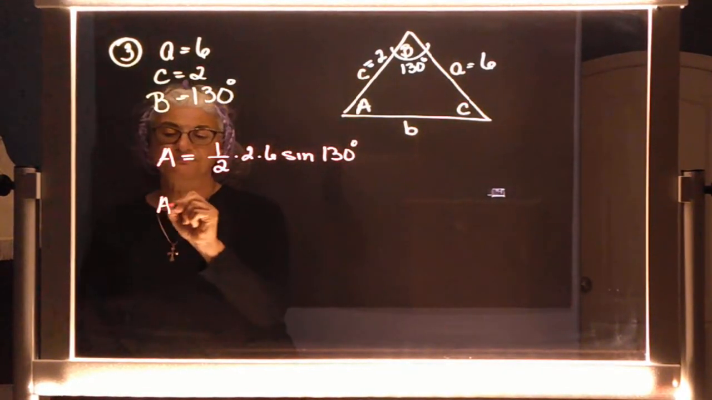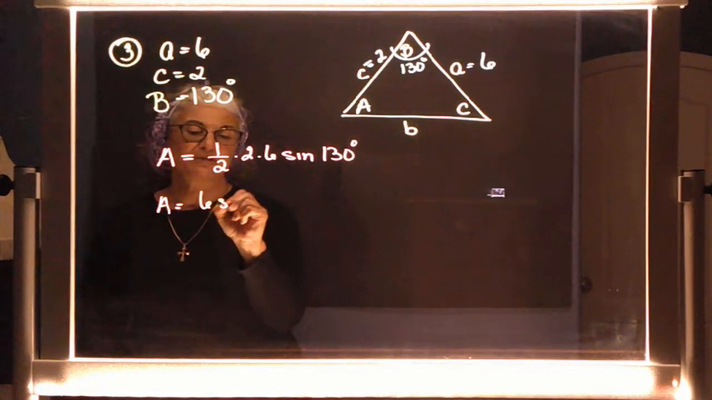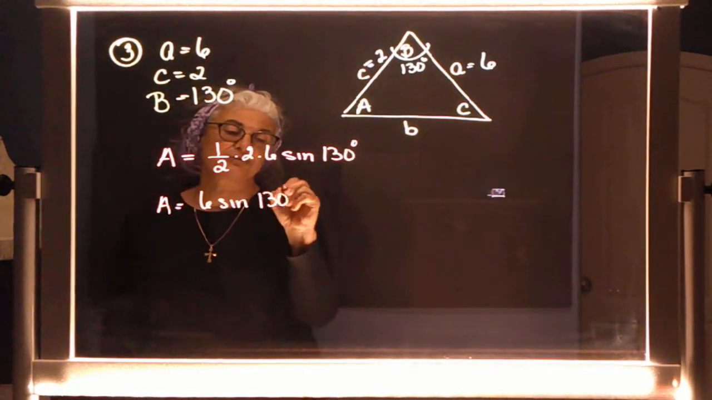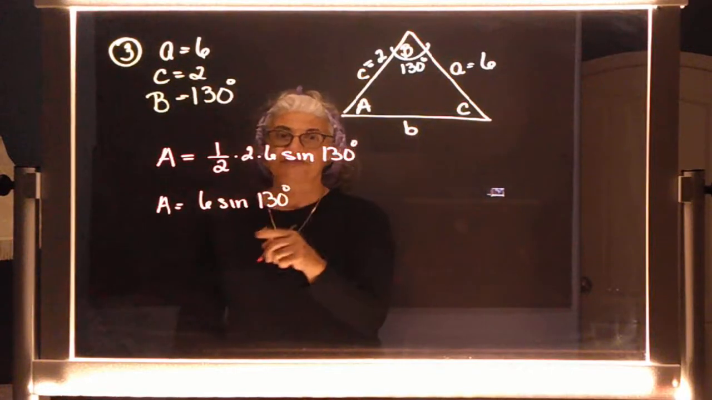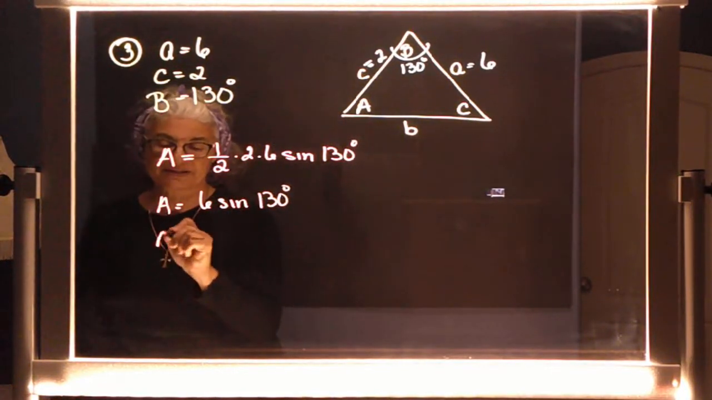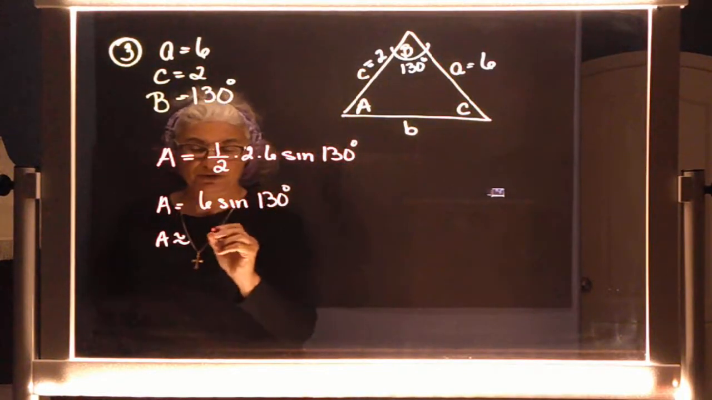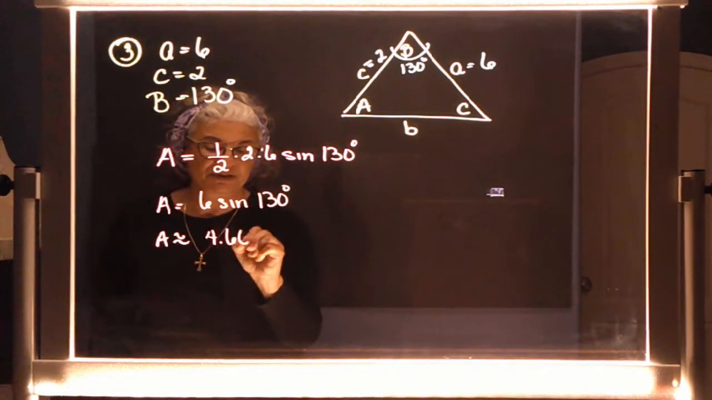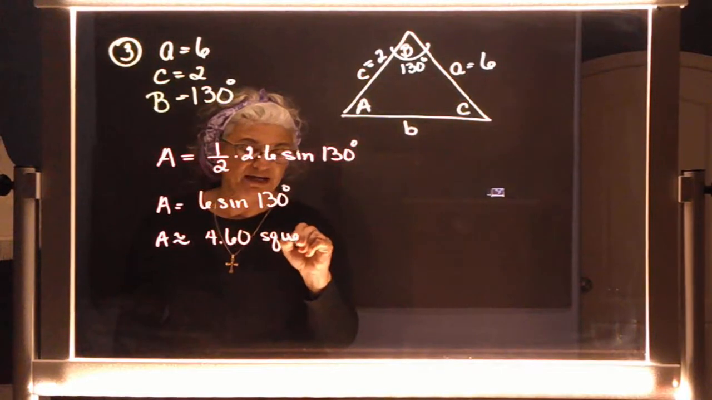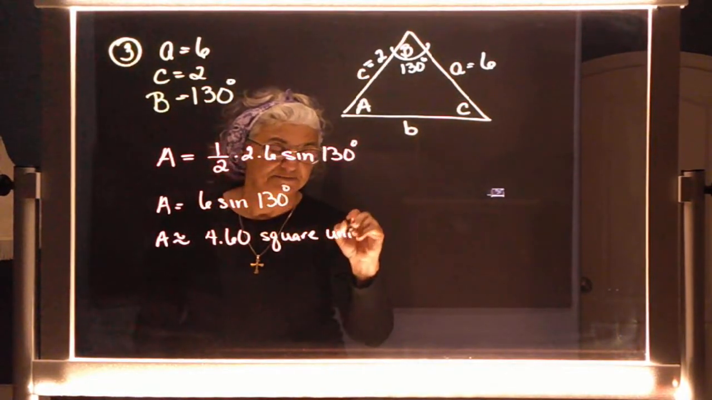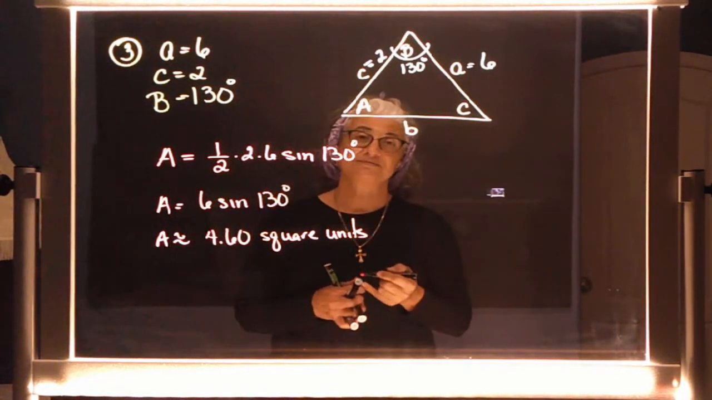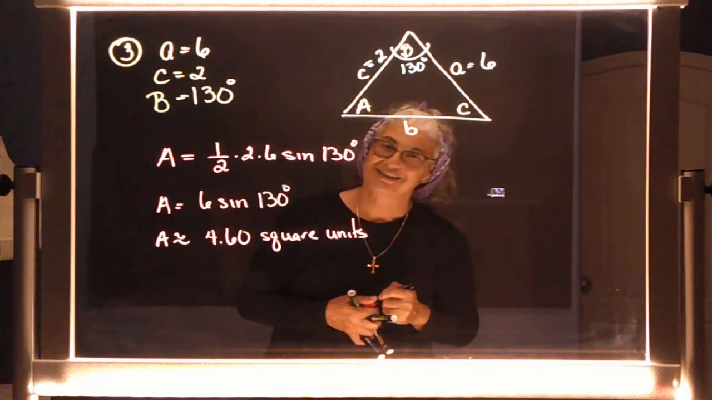Are you with me? Okay, which means make sure your calculator is in degree mode, and then find the sine of it and multiply it by 6. Correct? Okay, so I don't know about you, but I ended up with 4.60 square units. Good? Okay, hang in there. Got another one.